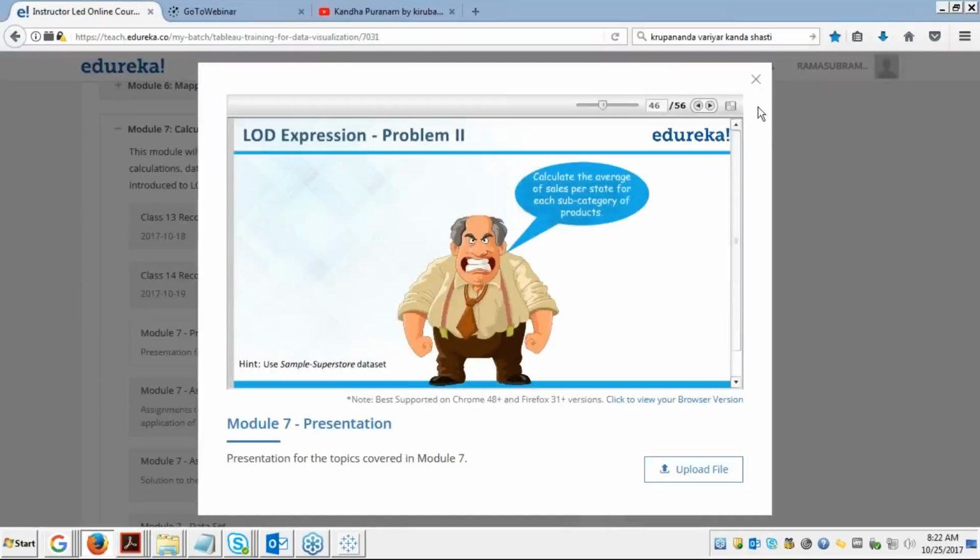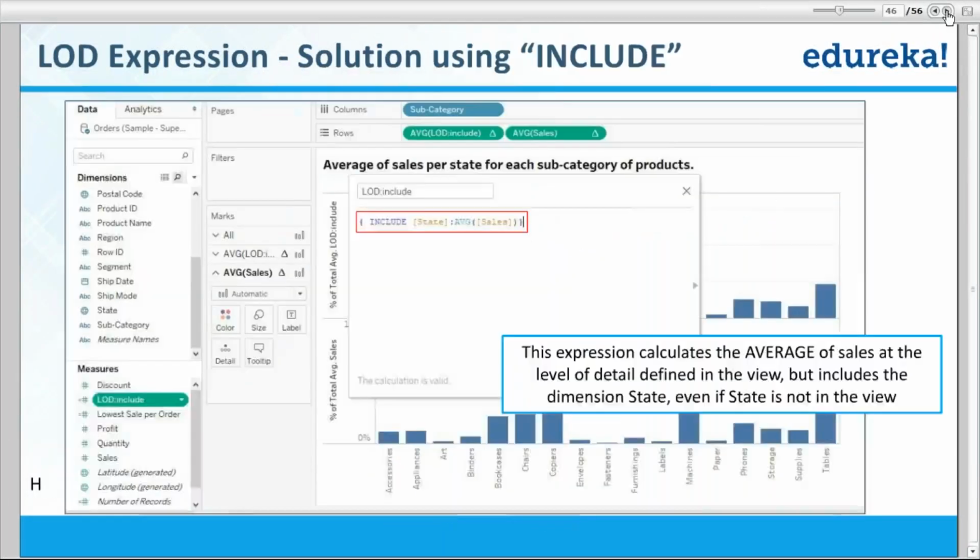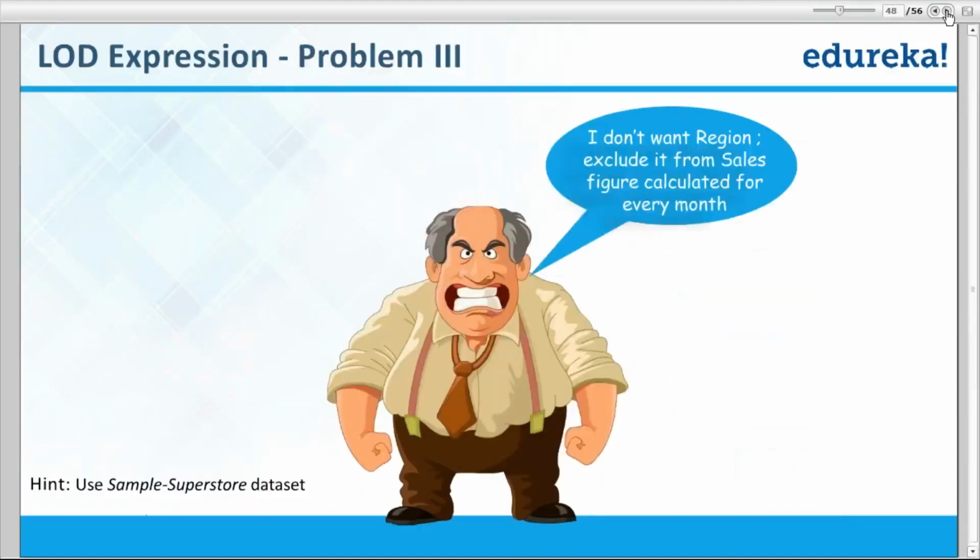Okay. So now this is the second problem we have solved. Here we didn't have the state, so we have to compute it based on each and every subcategory of products. So this is the average of sales, and this is how it's looking with computing, including the value. See here, he is saying I don't want region excluded from sales figure calculated for every month. So which LOD expression to use here, friends?